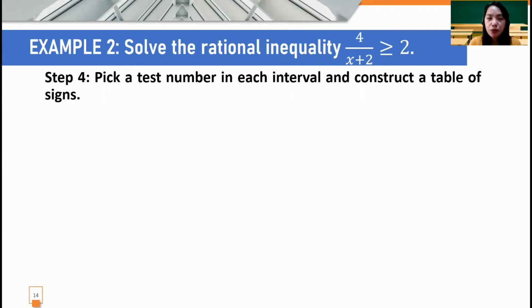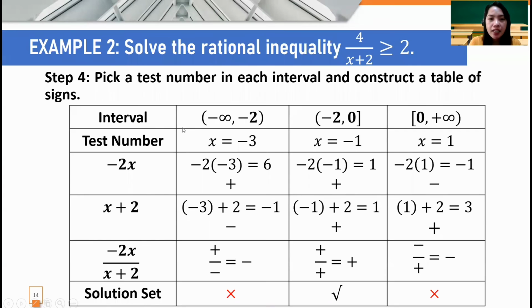In step number 4, we're going to pick a test number in each interval and construct a table of signs. In the table of signs, we have the given intervals na nakuha natin dun sa step number 3. That is negative infinity to negative 2, negative 2 to 0, and 0 to positive infinity. For the test numbers, pwede natin gamitin ang negative 3 inside the first interval. We may use also negative 4 if we want, as long as that number is inside the interval.